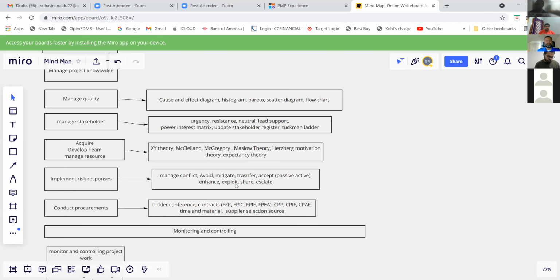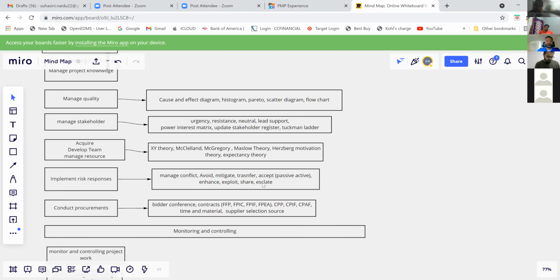Implement risk responses. So manage conflict: how we'll manage all the conflicts within the team. For dealing with risks, we avoid, mitigate, transfer, accept, passive or active, enhance, exploit, share, and escalate, depending on the positive and negative risks.